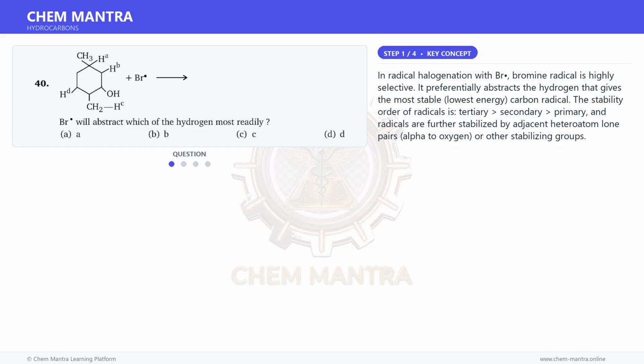In radical halogenation with Br, bromine radical is highly selective. It preferentially abstracts the hydrogen that gives the most stable, lowest energy, carbon radical. The stability order of radicals is tertiary, secondary, primary, and radicals are further stabilized by adjacent heteroatom lone pairs, alpha to oxygen, or other stabilizing groups.